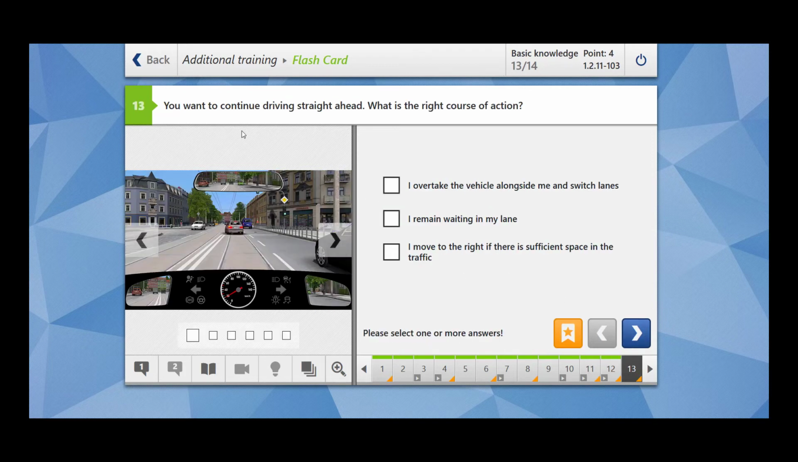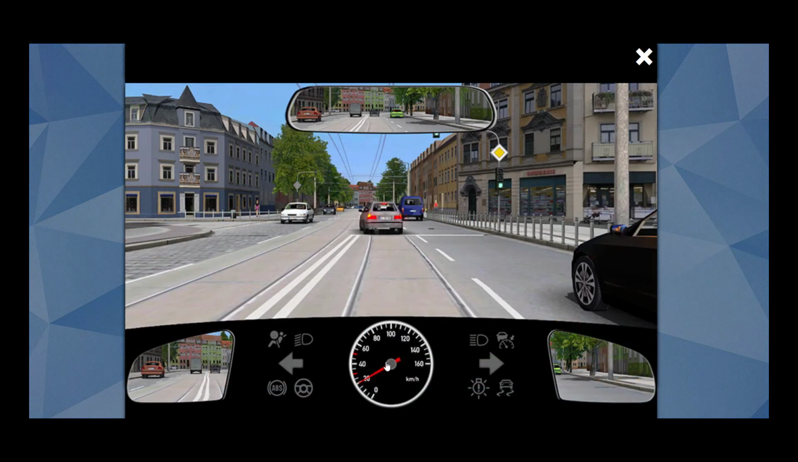You want to continue driving straight ahead. What's the right course of action? So what we see here, we want to continue driving straight ahead. There are traffic lights. And what we see, this car is turning. And moreover, alongside we have this black car. So what are the right options to do?